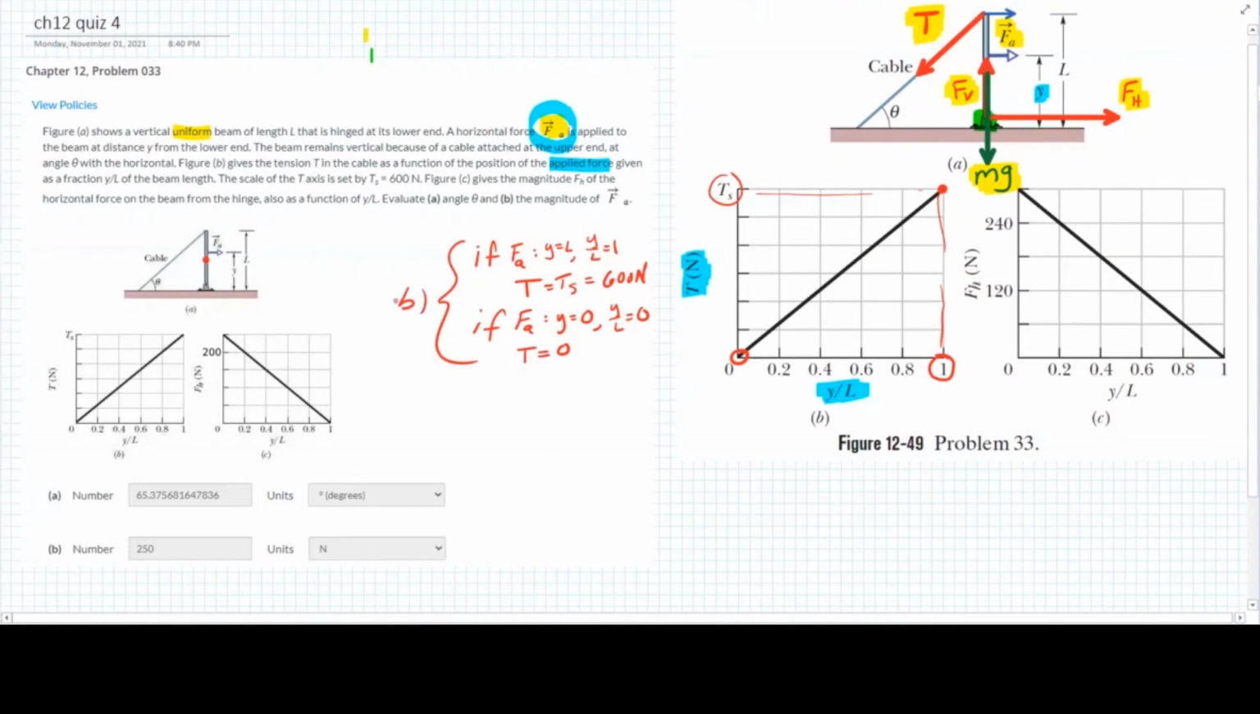Let's talk about the graph in part C and have the same conversation. Okay, this is saying figure C gives the magnitude of the horizontal FH. They used a little h, I used a big H. So this is showing what's going on with the hinge. This is the hinge. Maybe I'll change this to be consistent, not F big H, but F little h.